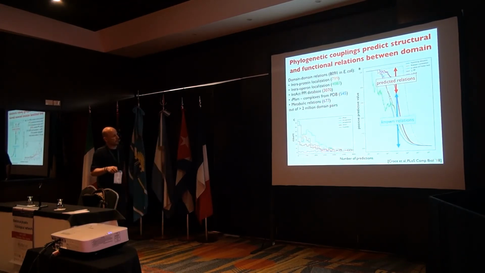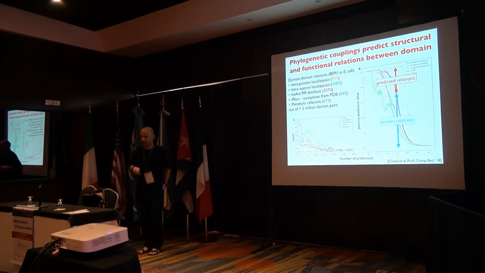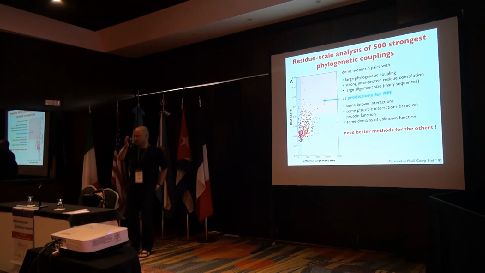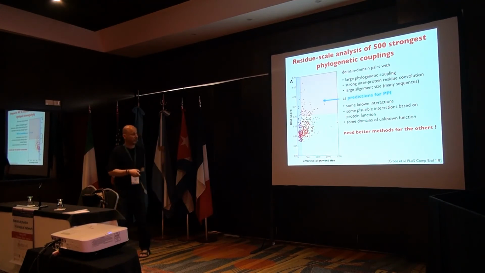And we can look to these predicted relations. So we can take these relations, and instead of having them represented only by 0, 1, presence or absence in a genome, we just take the sequences and we do this matching procedure and look if there are big couplings or not. And that's what's coming out of the first 500 strongest phylogenetic couplings. So this is basically most of the tail which we introduced, which I showed you before.